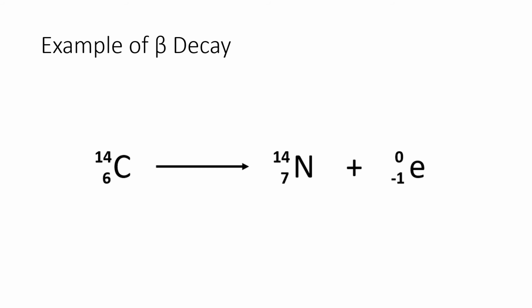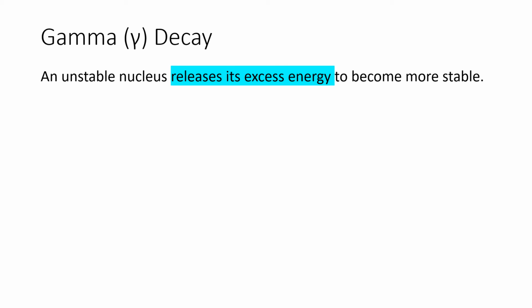In comparison with other forms of radioactivity, such as gamma decay that we will learn next, or alpha decay that we had learned earlier, beta decay is a relatively slow process. A third type of radioactive decay is gamma decay. During gamma decay, an unstable nucleus releases its excess energy to become more stable, as shown.